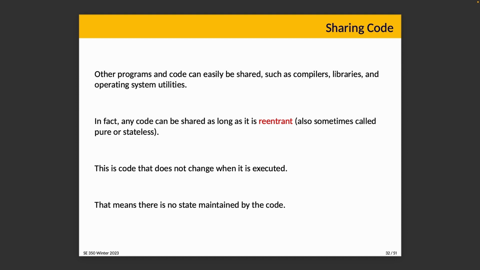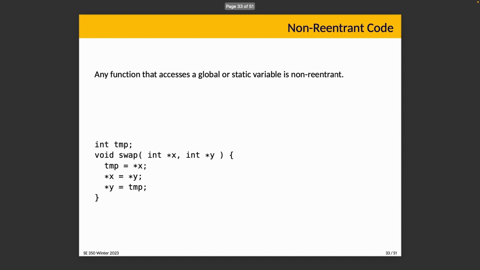In fact, any code could potentially be reused as long as it qualifies as reentrant. And reentrant is code that doesn't change when it's executed. There's no state maintained by the code. And I always give a trivial example of non-reentrant code. A function that accesses global or static variables is non-reentrant, also sometimes called impure. And reentrant code is also called pure.